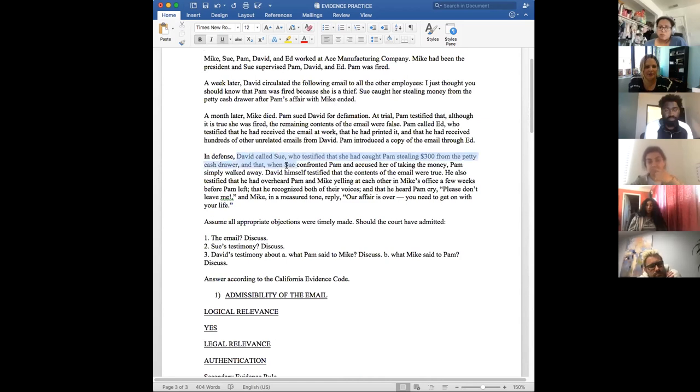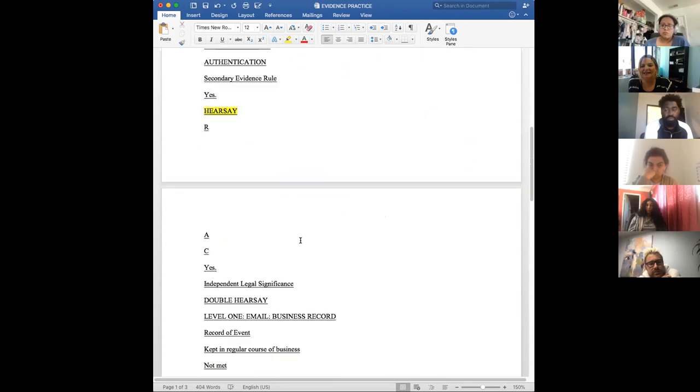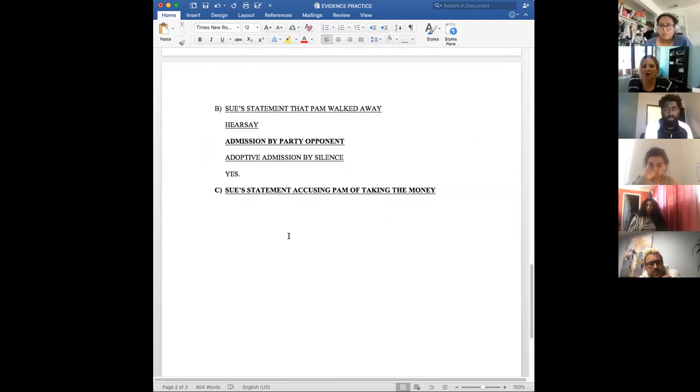Sue confronted Pam and accused her of taking the money. Pam simply walked away. Where do you get the spontaneous statement here? Because she testified that she'd caught her stealing it and then confronted her about taking the money. But doesn't it have to be at the same time? Contemporaneous? I don't think it would succeed, but I think it's enough that we could talk about it. I think it's kind of a non-issue.